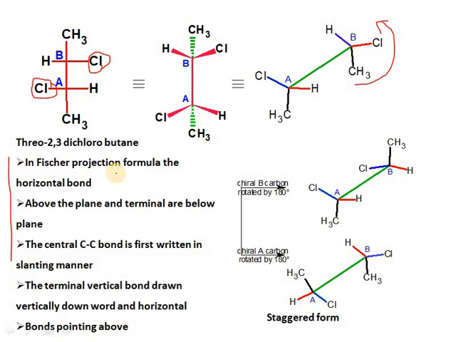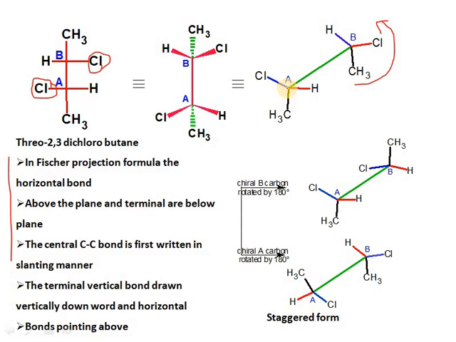Okay, so these are some of the rules for writing the Sawhorse formula. So firstly, the Fisher projection formula: the horizontal bonds are above the plane of the paper, the terminal ones are below the plane. The central C-C bond is first written in a slanting manner. Slanting, write it like this, slanting manner. The terminal vertical bonds are drawn vertically. These terminal bonds, this one and this one, how do we write them? Write them vertically, in vertical position.